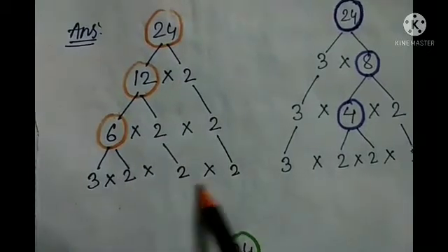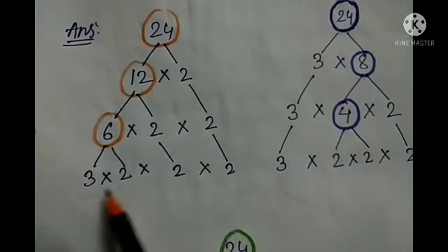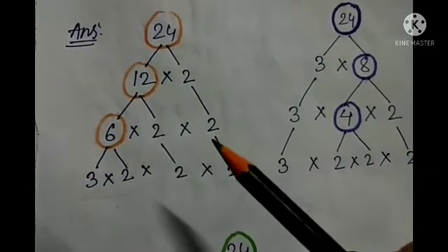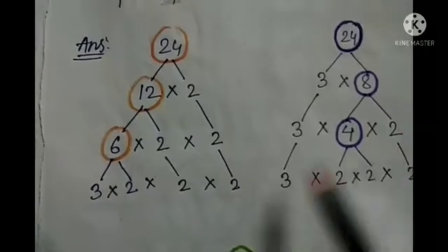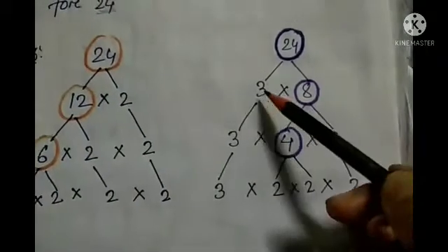And lastly, here we have to stop because here we can only use 1 as a factor, so then we should not do it. Now again see, 3 8s are 24.